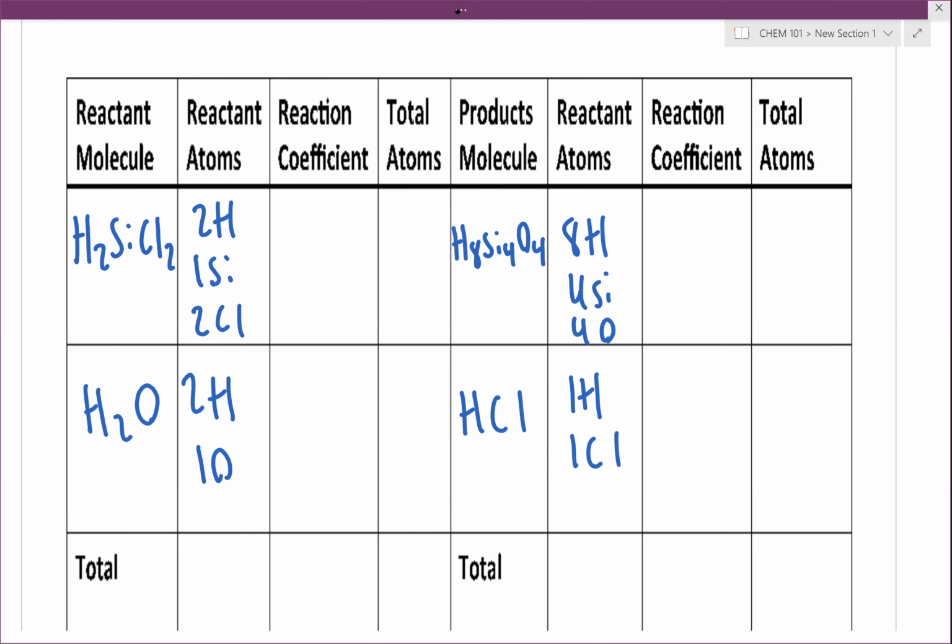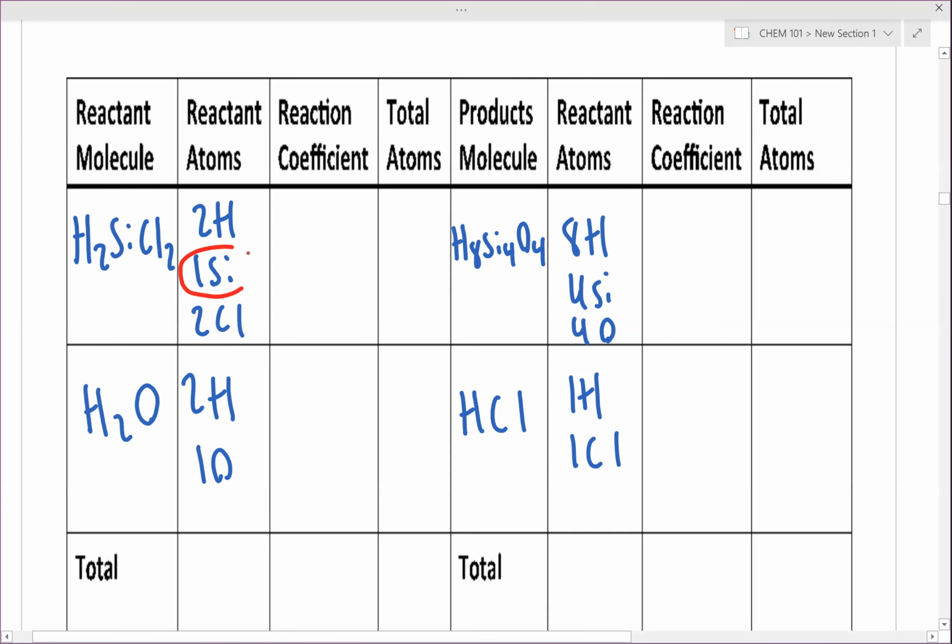So then, let's play a guessing game. Let's start with silicon, since it's the element that's found in the least number of compounds and that's contained in the most complicated molecules. So then, we have 4 silicons on the right. My question to all of you is, what times 1 would give us our 4 silicons? 4? Exactly. Now, as a consequence of this, how many hydrogens do we end up with? What's 2 times 4? 8. And how many chlorines? What's 2 times 4? 8.